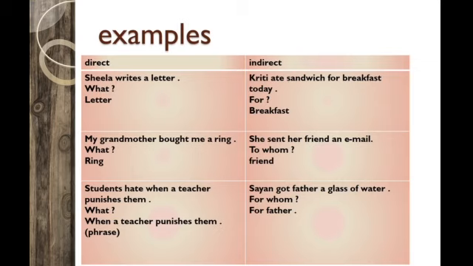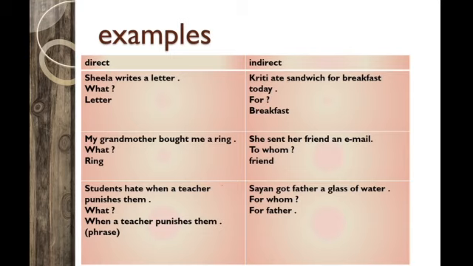Then she sent her friend an email. So to whom? To her friend. So friend is the indirect object. Sian got father a glass of water. For whom? For father. If I say what, then a glass of water. And what is indirect?